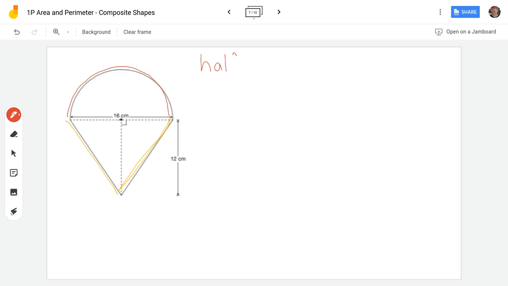So half circumference plus 2 pieces of the triangle.